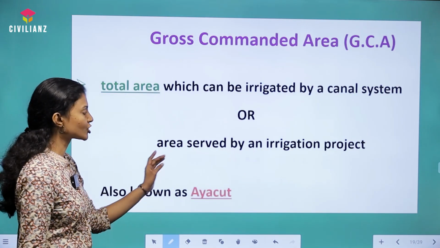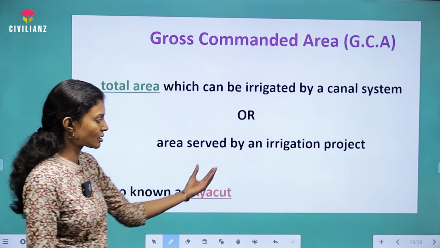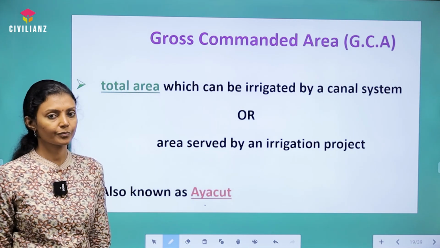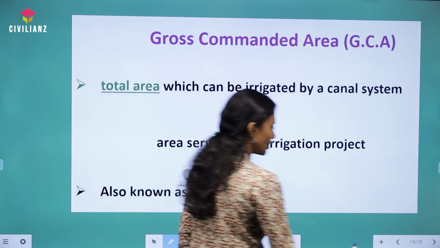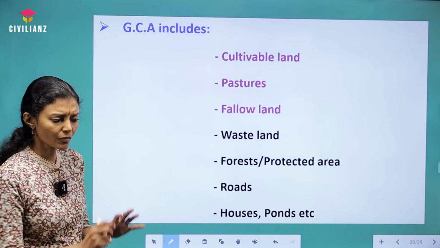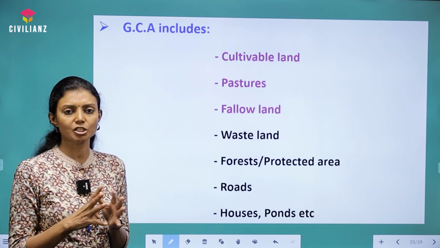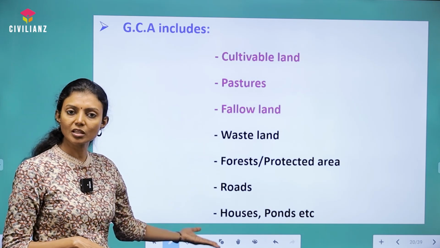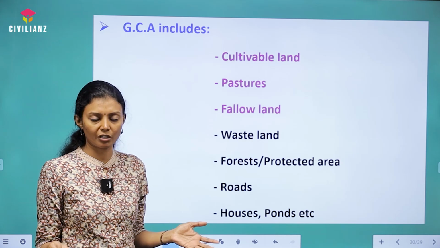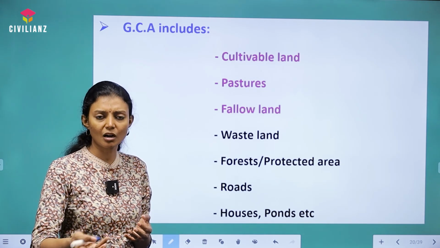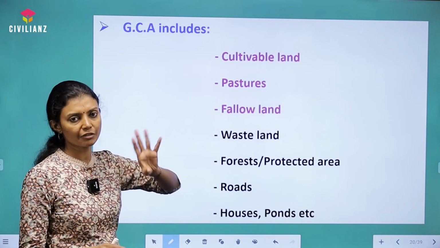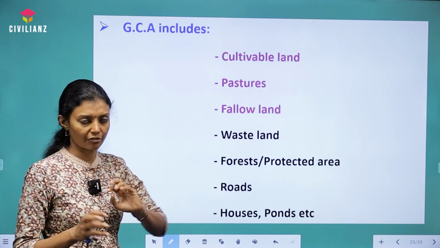The total area which can be irrigated by a canal system, a dam or an irrigation project is also known as Ayakat. Okay, hope it is clear. Now let us see what areas are included in a gross commanded area. If you take the GCA of an irrigation project, it may contain all these portions. Cultivable land: land which is ready for cultivation or agriculture. You can start cultivation and grow different crops in that area very smoothly. That is known as cultivable land.